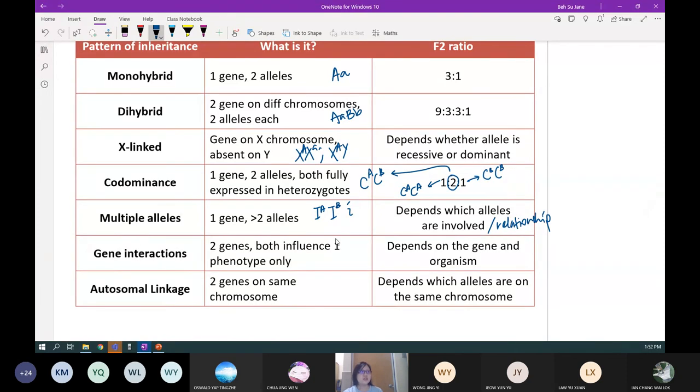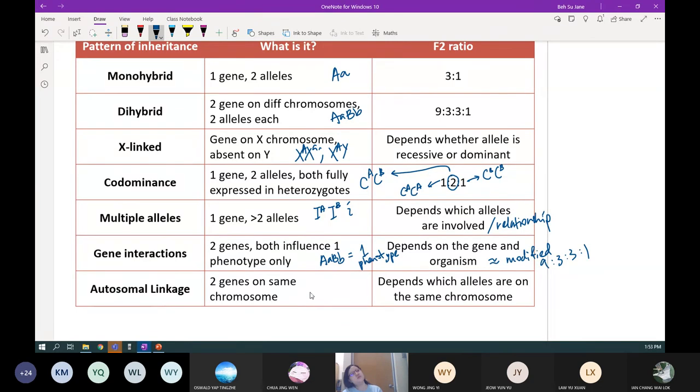Second last one. Gene interactions, again, looks like dihybrid, but it influences one phenotype only. Because it's two genes, it's usually a modified 9-3-3-1, if you have realized. But then there's only one phenotype, or maybe two or three subtypes of phenotype. So it's like flower color, purple, pink, or white. It's all about flower color, so flower color is one phenotype. Then it could be 9 to 3 to 4, or maybe 12 to 3 to 1, depending on the situation. So you're going to read again.